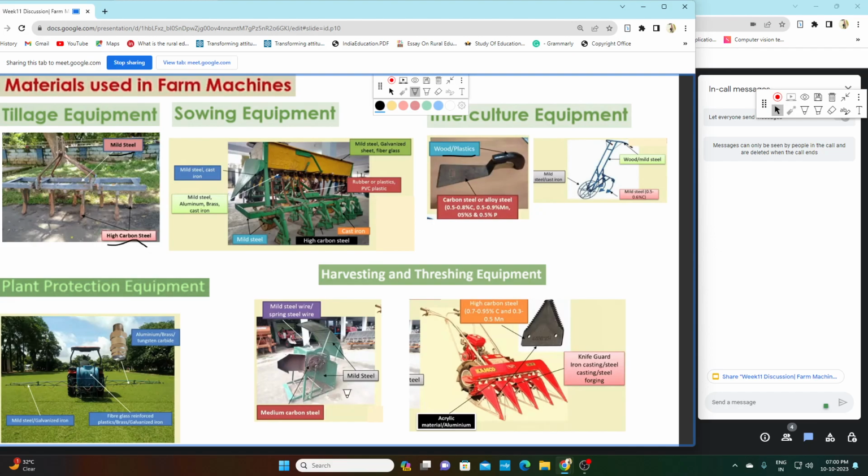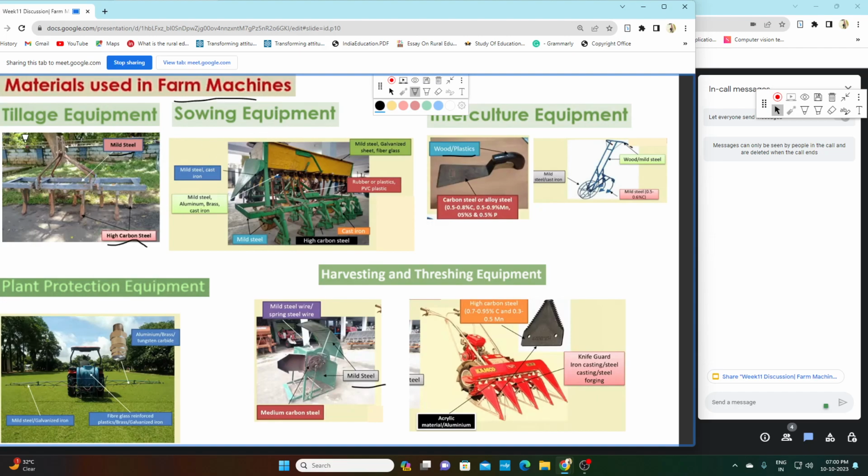the drum is made up of medium carbon steel. The drum is made up of mild steel wire, spring steel wire. The body or the concave is made up of medium carbon steel, and the frame part is made up of mild steel. That is about the thresher. Okay, so these are the materials that are used in making our farm machines.